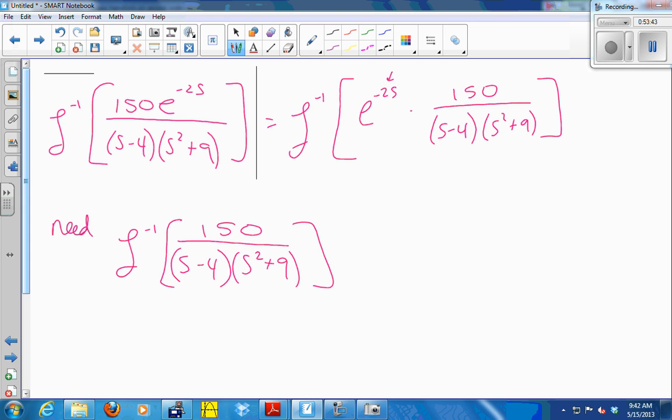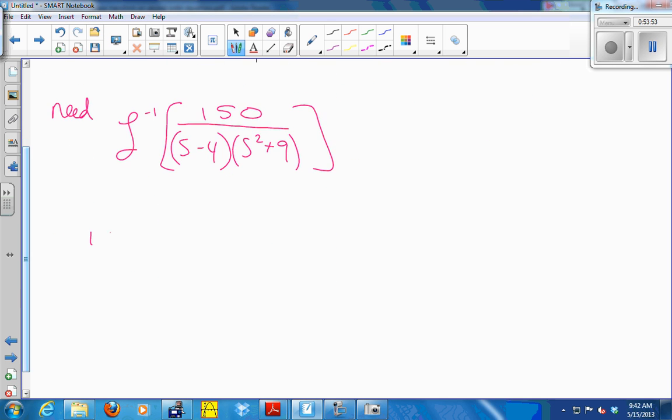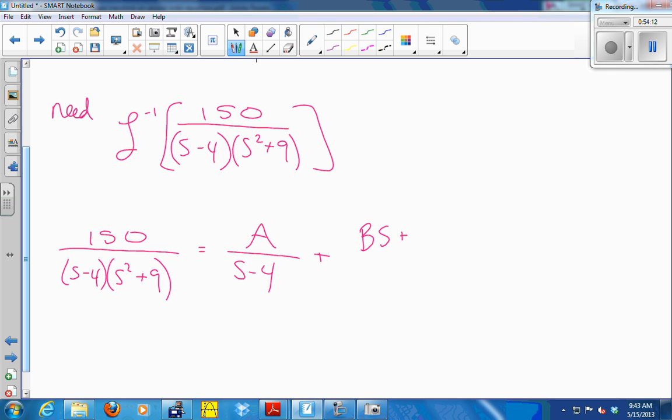Yeah, I think I'm going to do partial fractions, because this is a linear over an irreducible quadratic. So I've got 150 over s minus 4 times s squared plus 9 should equal a over s minus 4, a constant over the linear term, and a linear bs plus c over the irreducible quadratic.